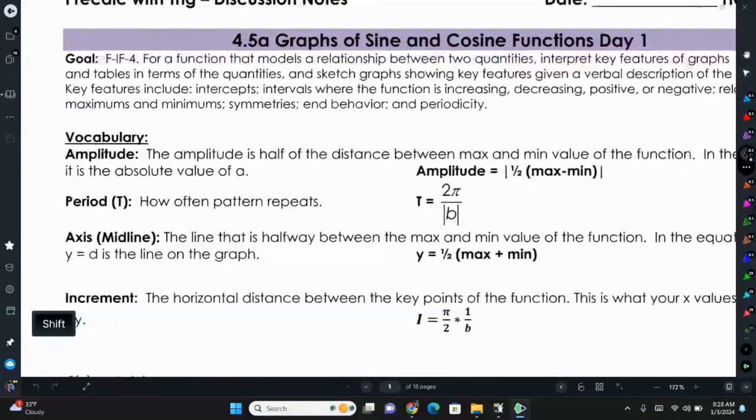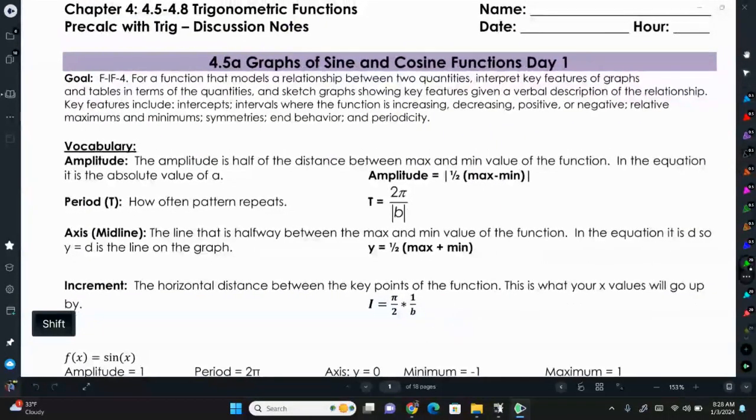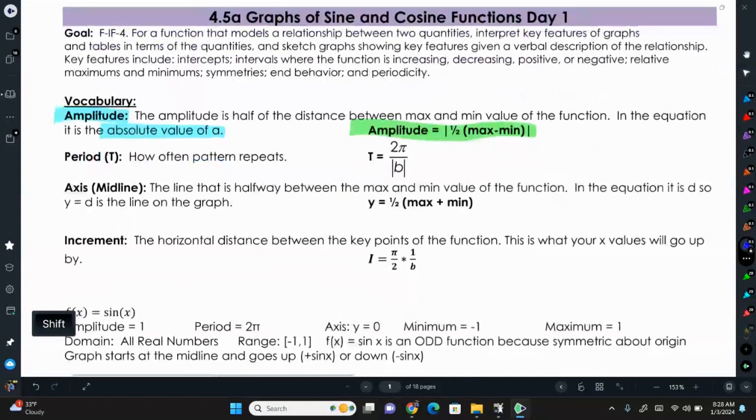So amplitude. The amplitude, you can think about it as the height of the graph of the sine or cosine function. And to calculate that, it's 1/2 times the maximum minus the minimum, or divide by 2, but then you take the absolute value of that. So your A value, your amplitude, is always positive. The period is how often the pattern repeats itself. And to calculate that, it's always 2 pi divided by your b value.